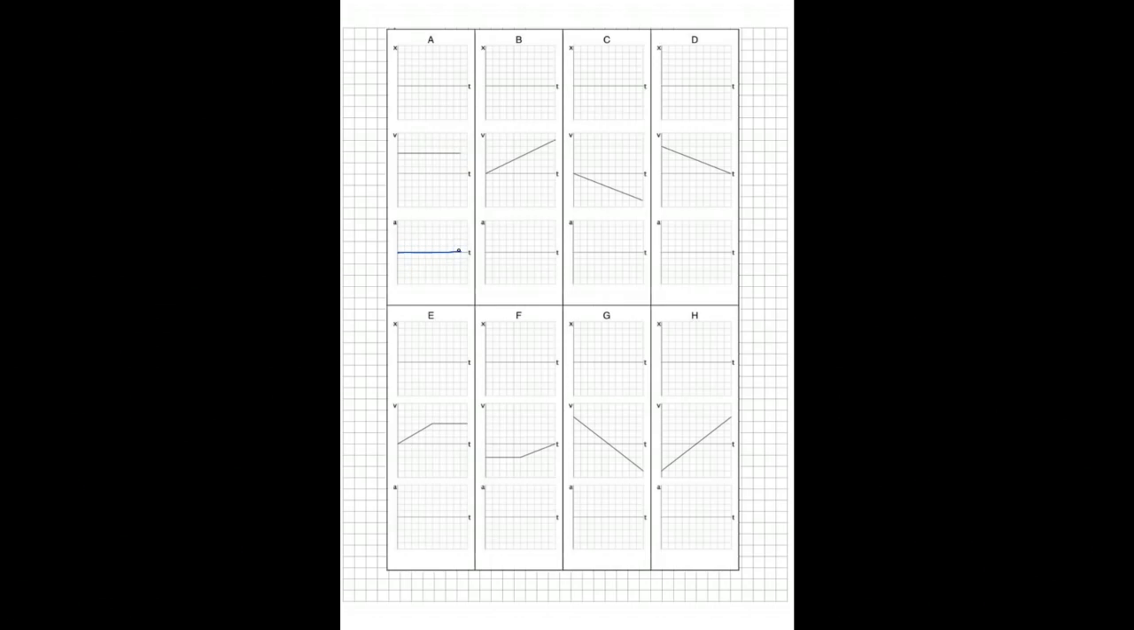This is just CVPM. The second one, the velocity slope is positive and constant, so our acceleration is positive and constant. That's CAPM. In C, our velocity slope is negative and constant, so our acceleration is negative and constant. In this one, the velocity value is positive, but the slope is negative and constant, so it is a negative acceleration. All that matters there is the slope.